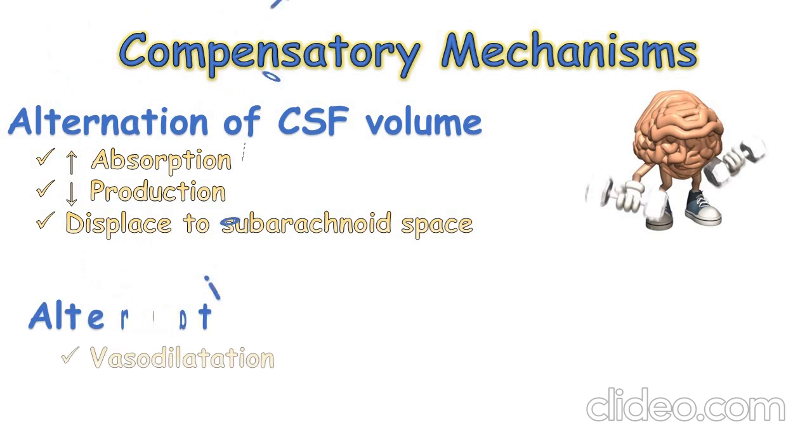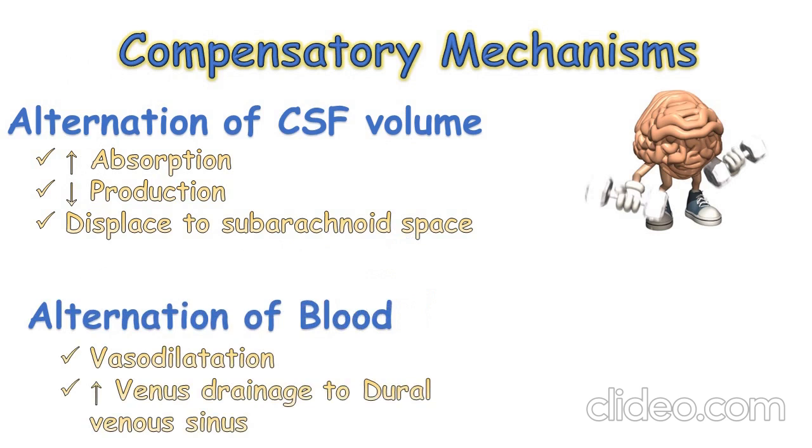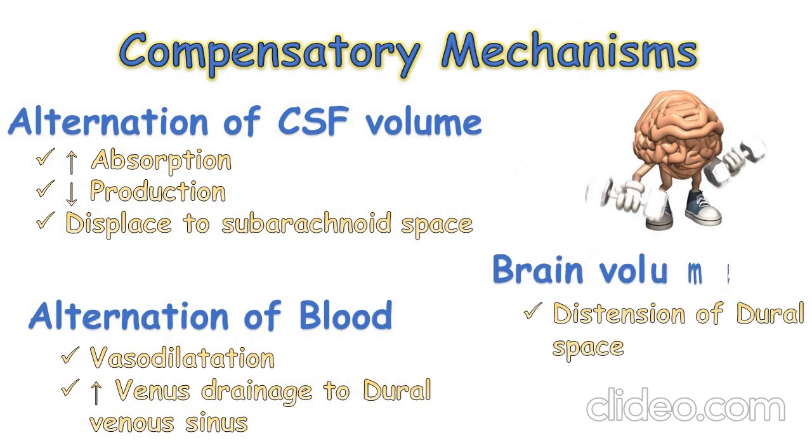If the compensation by reducing CSF is not enough, then the blood amount in the brain is altered by vasodilation of vessels, and increasing the venous drainage to the dural venous sinuses. If both previously mentioned ways fail, then the brain dural spaces are distended to compensate for the pressure. If all of these methods fail, there can be fatal effects such as brain herniation due to increased intracranial pressure.